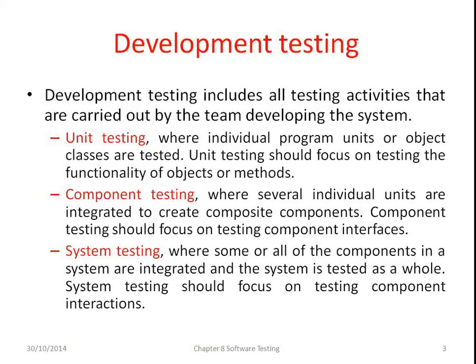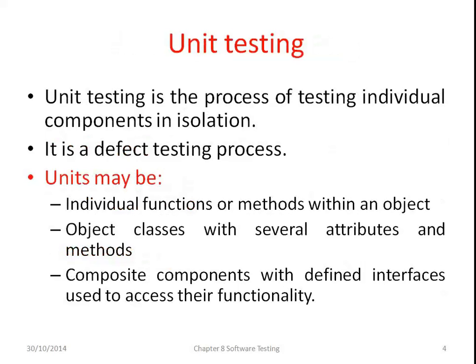So development testing should be carried out in three ways: unit testing, component testing, and system testing. Let us take unit testing in detail. Unit testing is the process of testing individual components in isolation. It is a defect testing process. Units may be individual functions or methods within an object, object classes with several attributes and methods, or composite components with defined interfaces used to access their functionality. Any one of these may be called a unit.